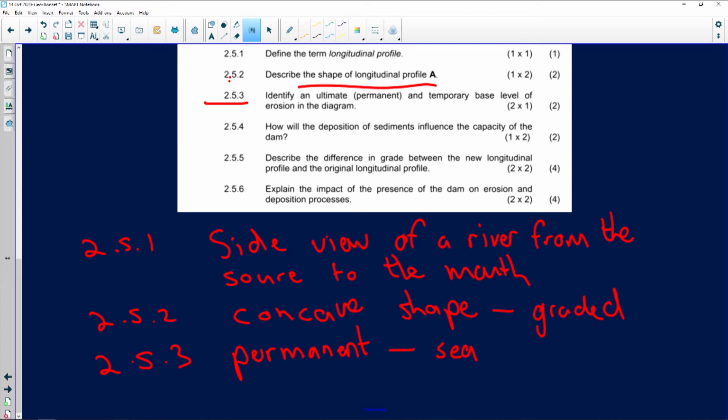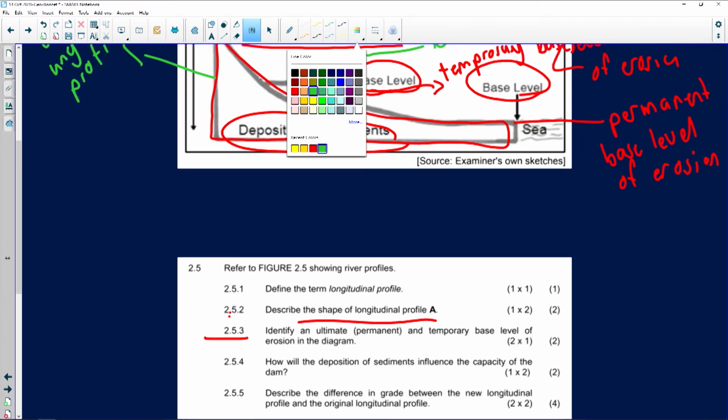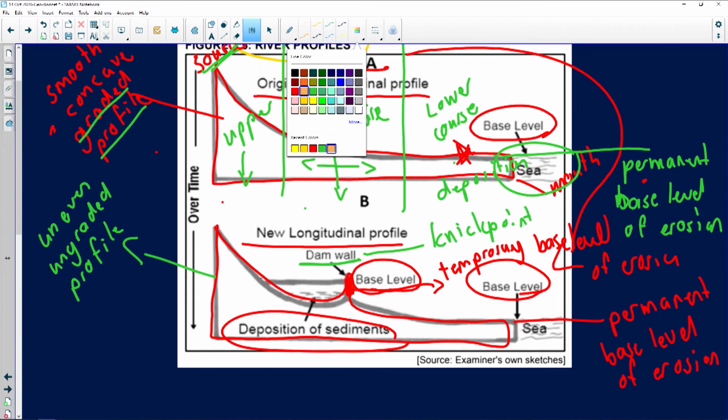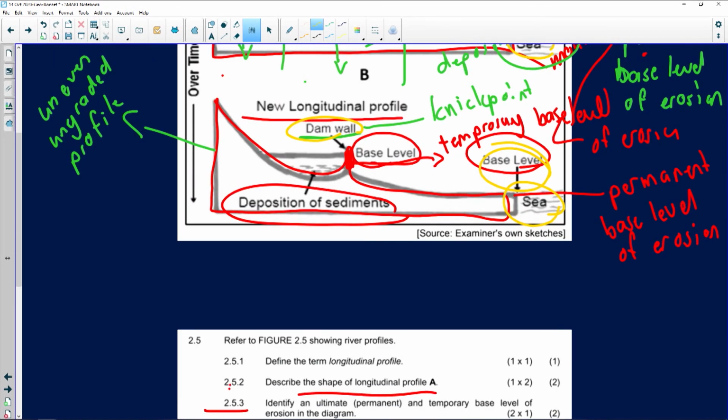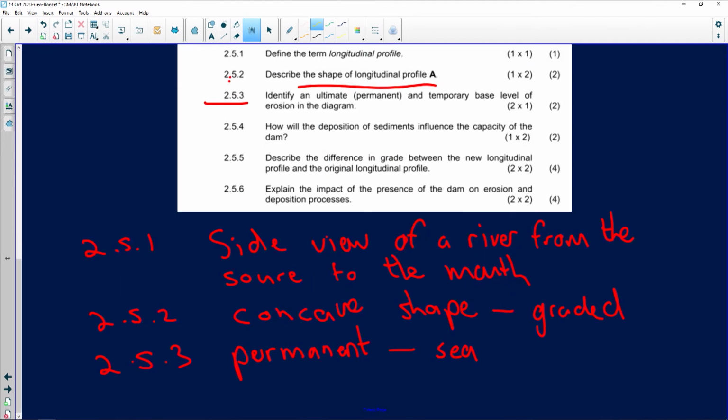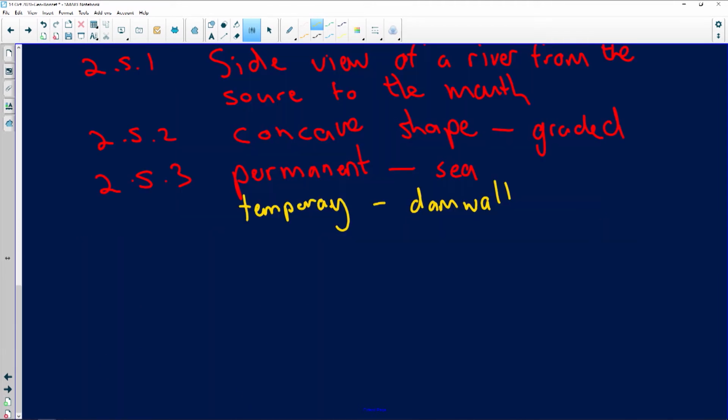I just want to go back. I'm going to highlight it with green. Okay? I've used green before. I just want to point it out. See, there's the permanent base level of erosion. It's the sea. Okay? But what did we as humans do when we constructed the dam wall? We create temporary base level of erosion. Okay? So just right there, the temporary is the dam wall. Okay? Or the dam, just the dam.